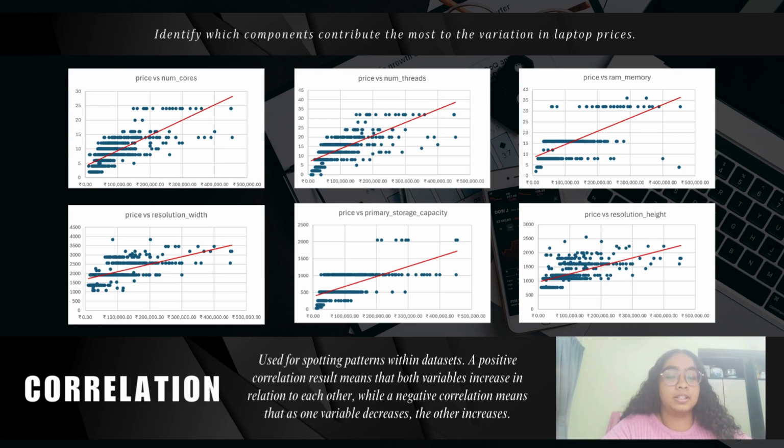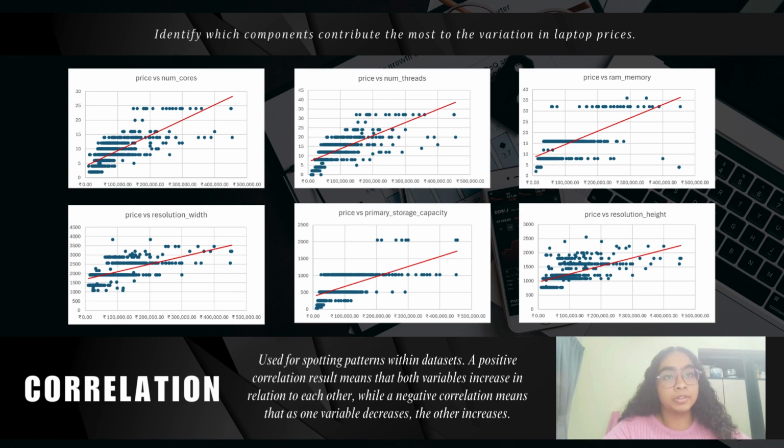I will be talking about the correlation for identifying which components contribute the most to the variance in laptop prices. First, you can see the graph of number of cores and number of threads, which is the processor.